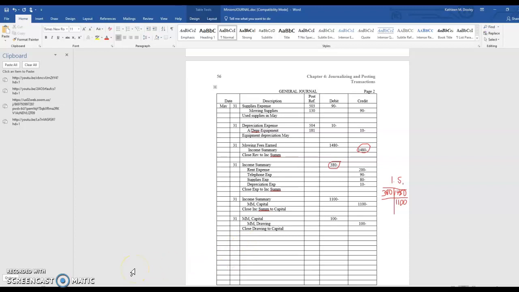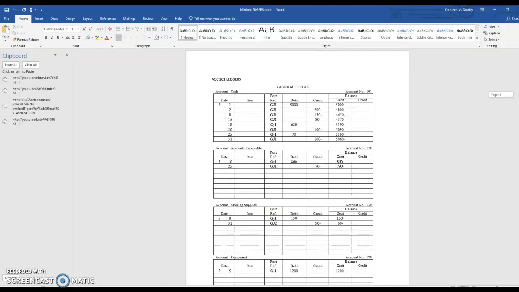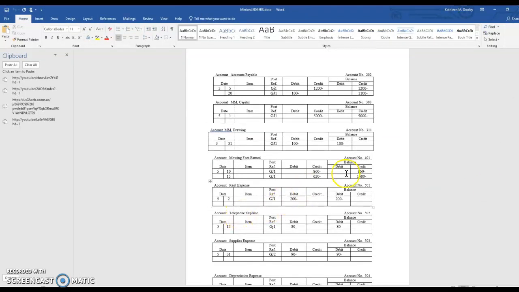Okay, so now we, of course, need to post these into the ledger. And we need to make sure, once we do that, that everything that's supposed to be a zero is a zero, and that the capital account now equals the ending capital. Okay, and so we're going to go here. We need to debit mowing fees earned by $14.80. So we go to our ledger. We go to mowing fees earned.